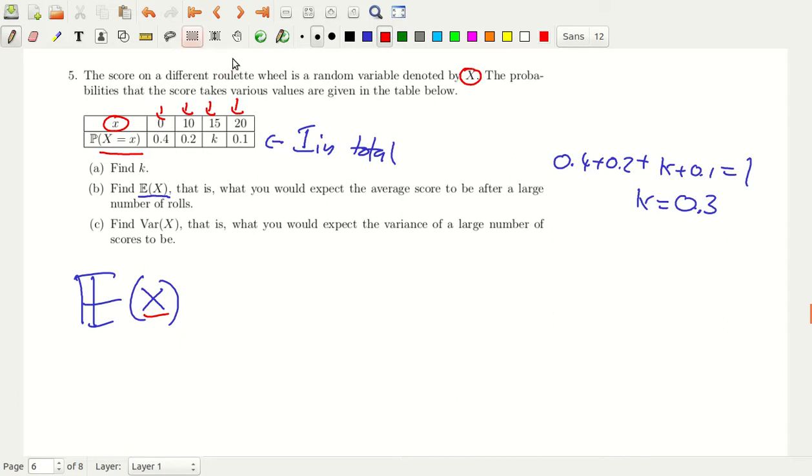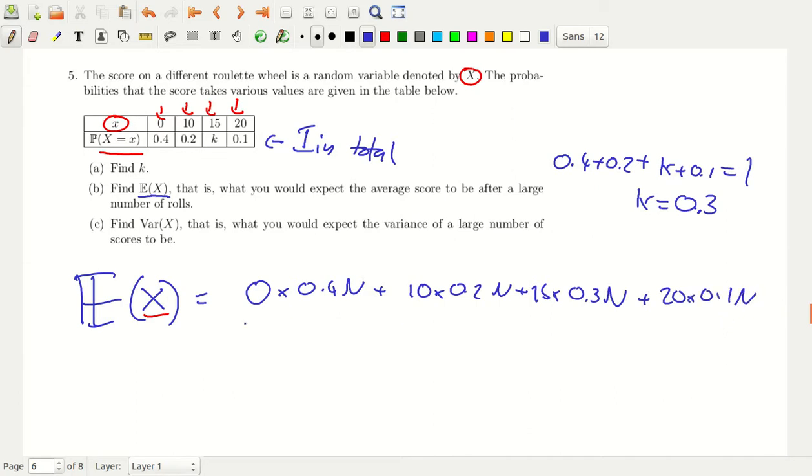Okay, how are we going to do it? Well, the long way round is to say, let's imagine we had n rolls where n was very large, then our average we would expect to be approximately 0 times 0.4n, that's the number of zeros we'd expect, 10 times 0.2n plus 15 times 0.3, that's k, n plus 20 times 0.1n, all divided by n. And hopefully we can see the n's are going to cancel throughout. The n is like a common factor and it cancels out.